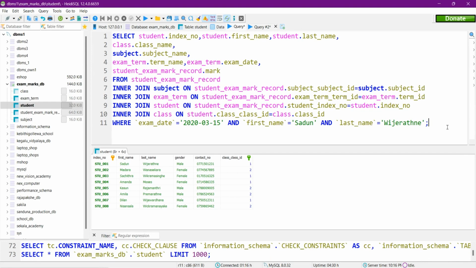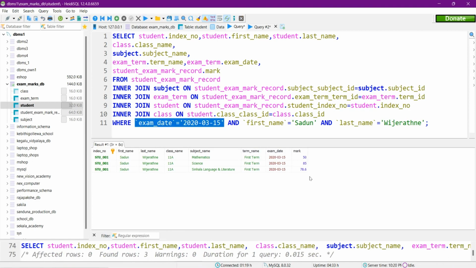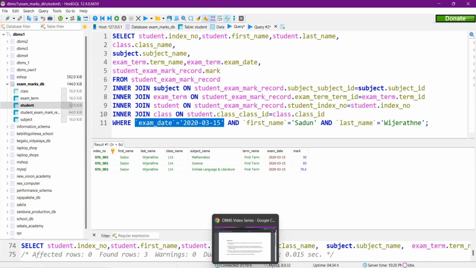So you can see here we have entered the query for the second question. Let's execute this query and see whether we get the results. You can see here we got the results. So this is the result for the second question. Let's move on to the third question.